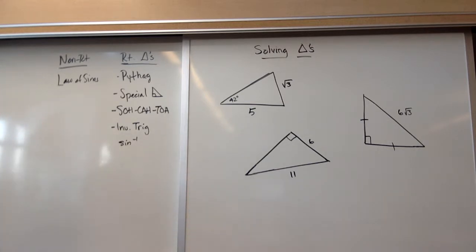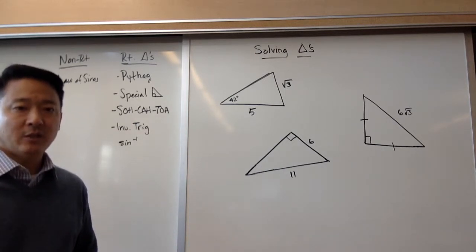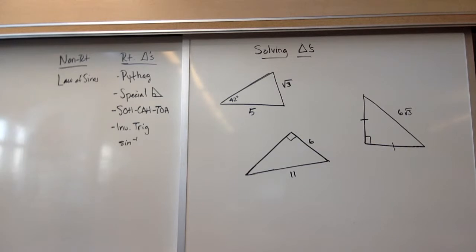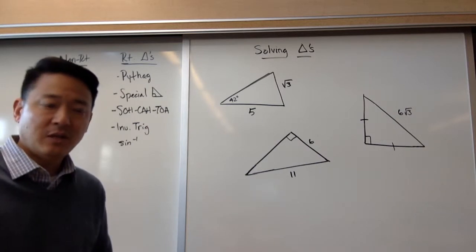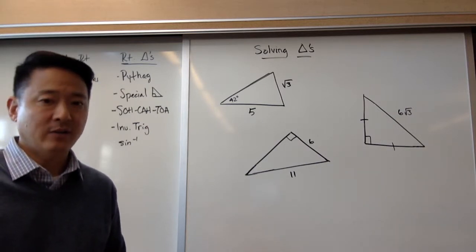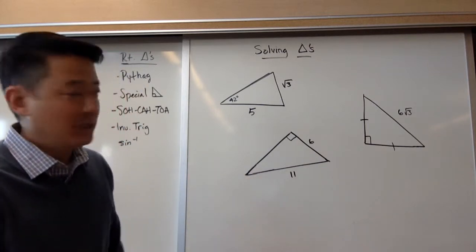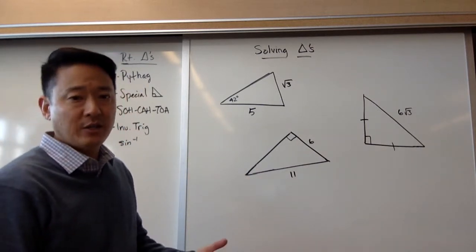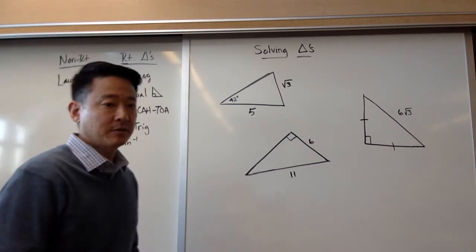We learned to use inverse trig, inverse sine, cosine, and tangent if we're solving a right triangle for an unknown angle. Finally, we concluded the chapter by learning the law of sines, which we applied to solving triangles that are not right triangles. So go ahead and take a look at these 3 triangles and pause the video and see if you can figure out which strategy or strategies you would use to solve these triangles.